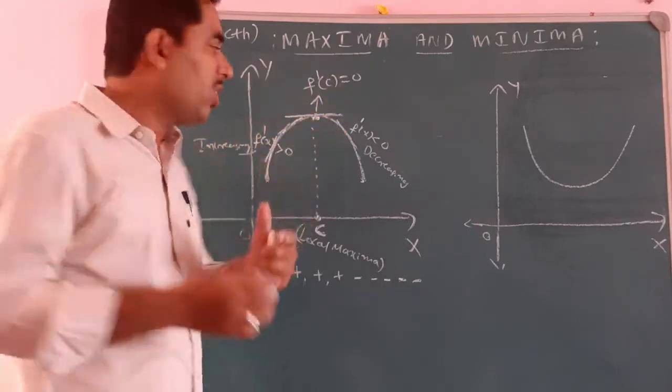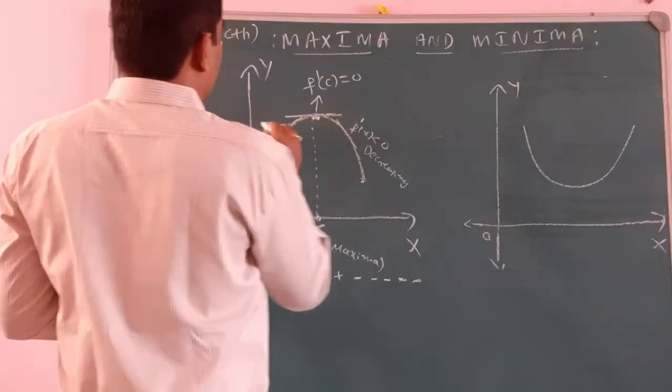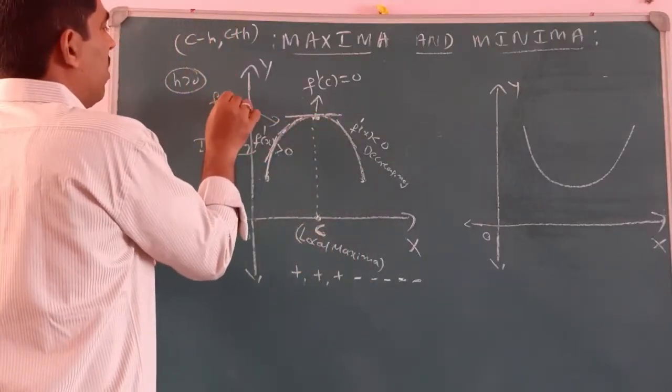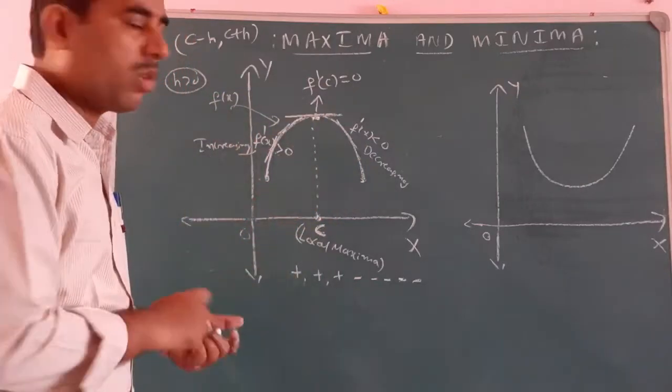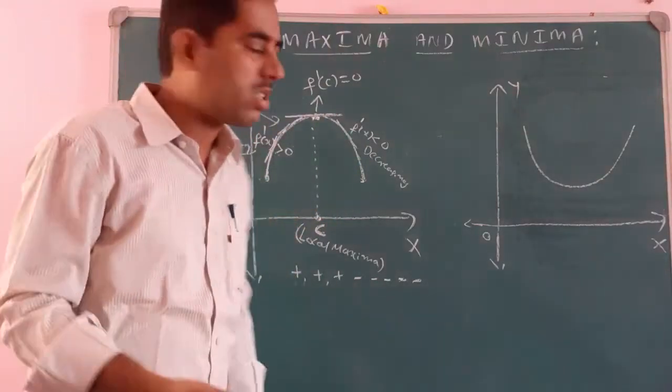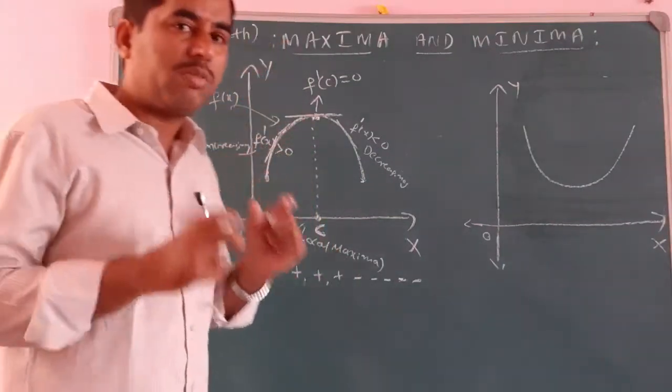So we will have a function. What is the shape of this graph? Whatever we have drawn here is a function. We have drawn the graph of a function of the form y is equal to f of x. We find the derivative, f dash x. This is applications of derivatives.